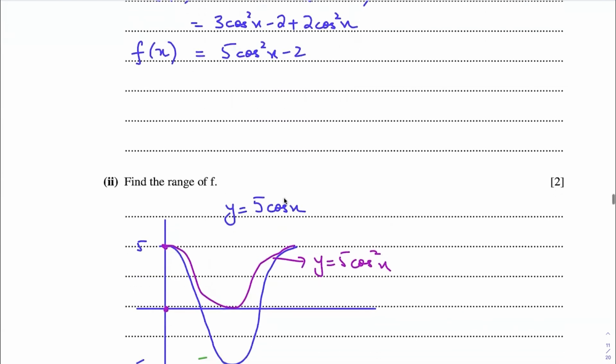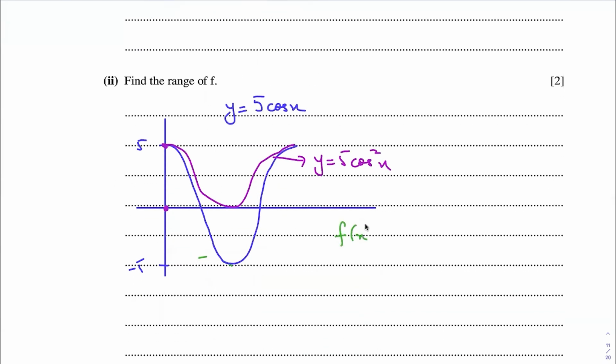the function f of x is 5 cos squared x minus 2, which means the graph of 5 cos squared x would be shifted 2 units downwards. The point 5 would be shifted to 3 and this lowest point, which is at 0, will be shifted to minus 2. So the minimum value of f of x would be minus 2 and the maximum value would be 3.